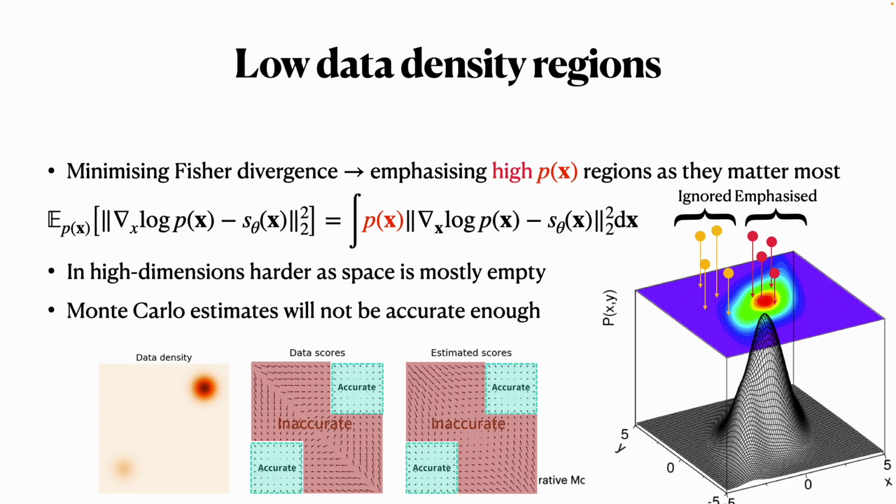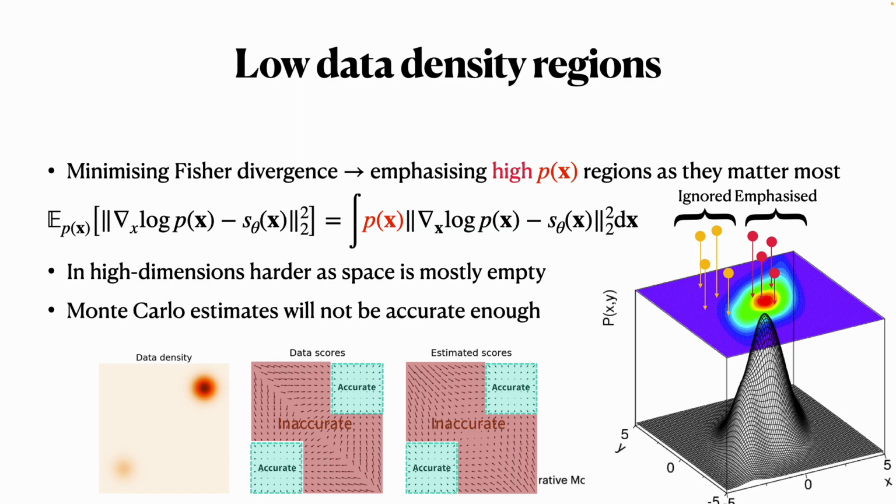If it's really good here, but mediocre here, it doesn't matter, it's actually a worse loss. So in the end, the model is implicitly encouraged to focus on the very high density areas. Now, normally that would be okay if we didn't really care about the low density areas.